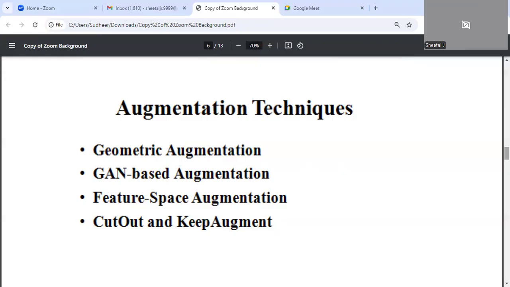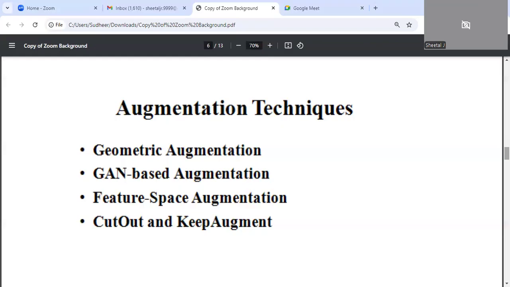The next, feature space augmentation, mainly involves two methods like undersampling and oversampling, wherein it is used to generate more samples from the minority classes in order to create a more balanced data set.